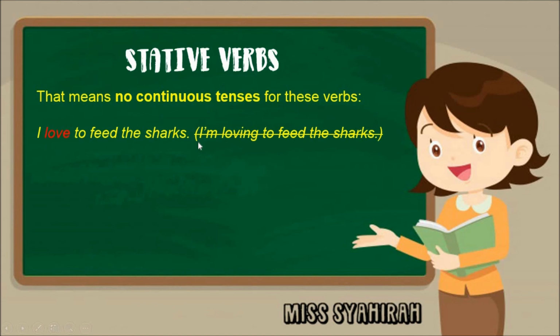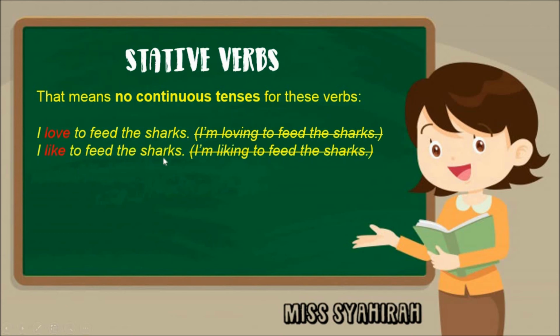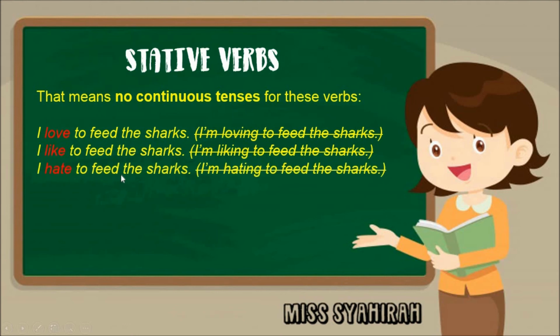I love to feed the sharks. It's not I'm loving to feed the sharks. I like to feed the sharks. It's not I'm liking to feed the sharks. I hate to feed the sharks. It's not I'm hating to feed the sharks. I want to feed the sharks. Okay, tak ada I'm wanting. So this one you use present simple. Love, like, hate, want, use present simple.